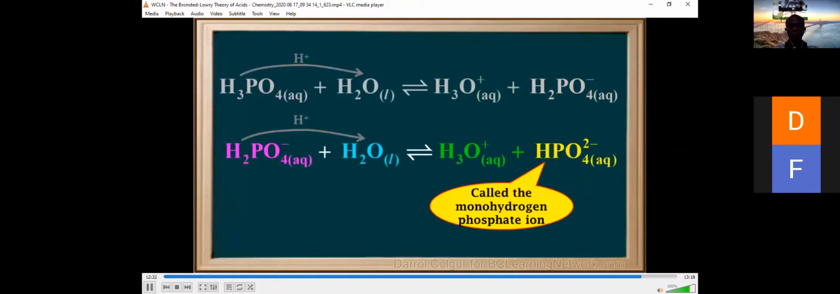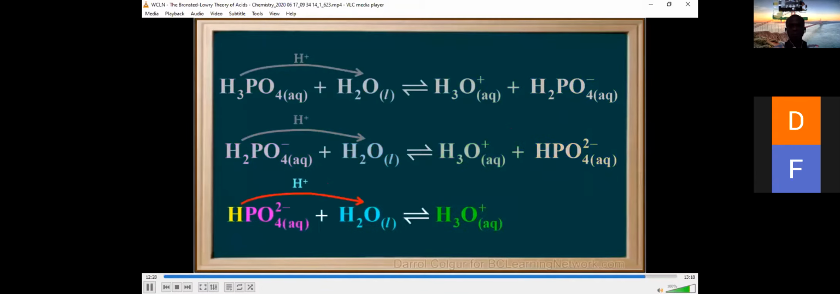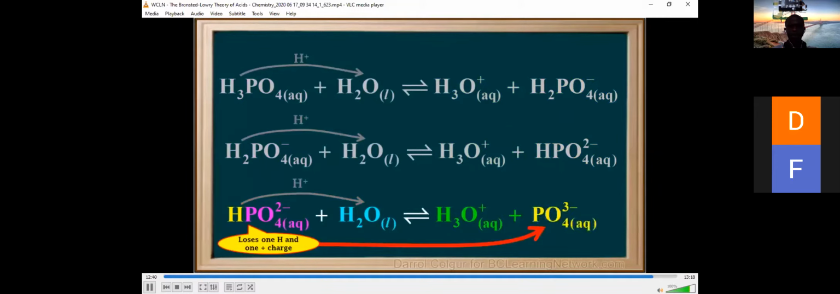This product is called a monohydrogen phosphate ion. We can see that it has 1 proton available to donate. So in the last step, the HPO4 2- donates a single proton to water, producing another hydronium ion. And because it loses 1 H and 1 positive charge, the final ion that it forms is just PO4 3-. This is simply called the phosphate ion.